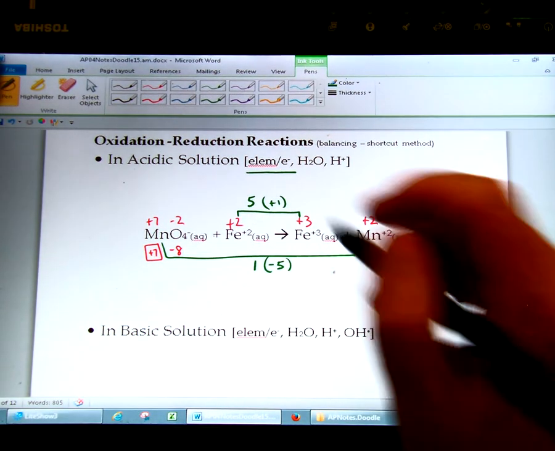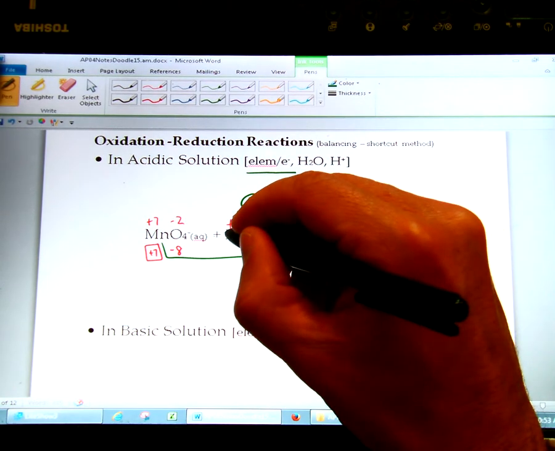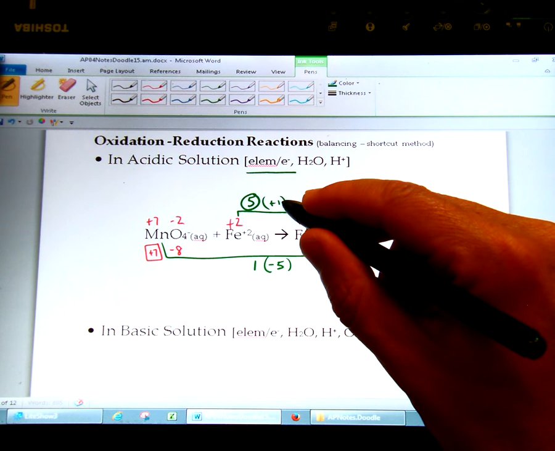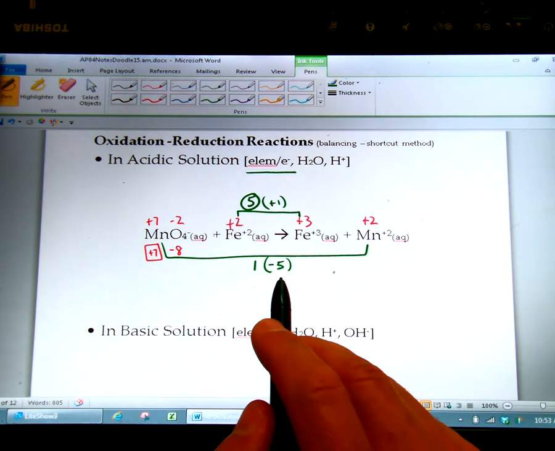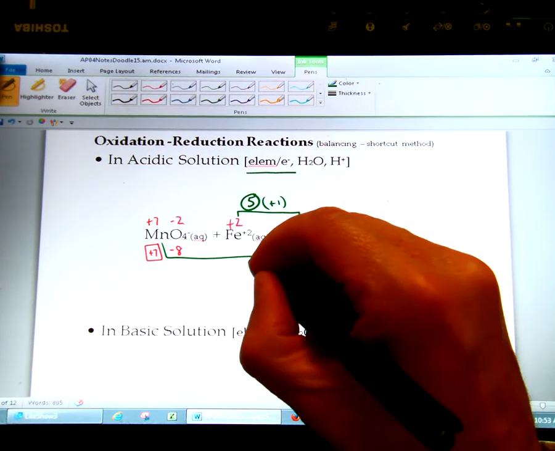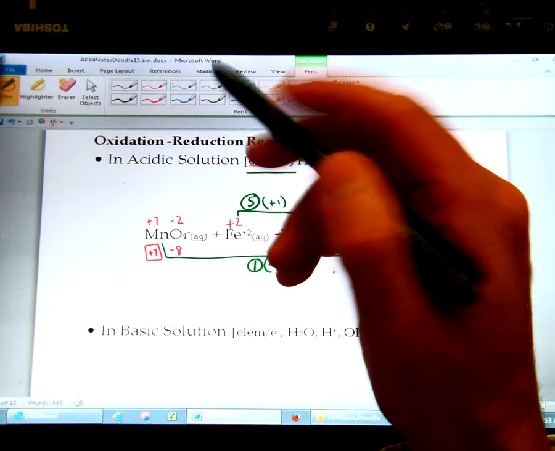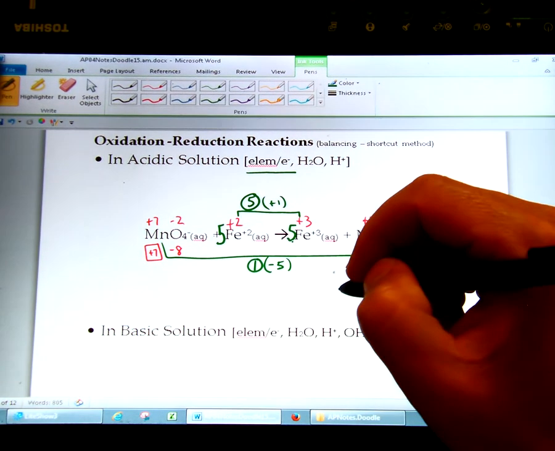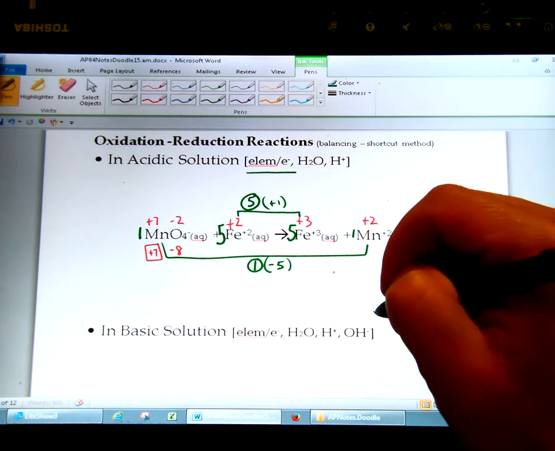So we want to multiply this by 5 and multiply this by 1. What this means is you want 5 irons on the left to change and go up in charge by 1, meaning losing electrons, for every 1 manganese to go down by 5 and go from +7 to +2. So this is the sum of how many you want on each side, 5 irons. So you're going to need to put a 5 here and a 5 here. And then you want 1 manganese on that side and 1 manganese on that side.